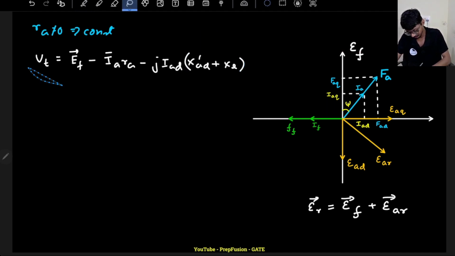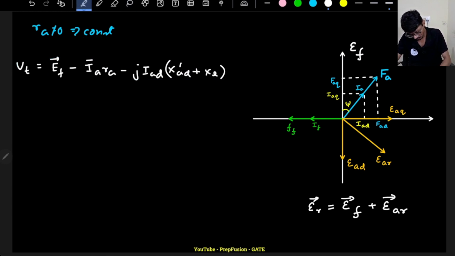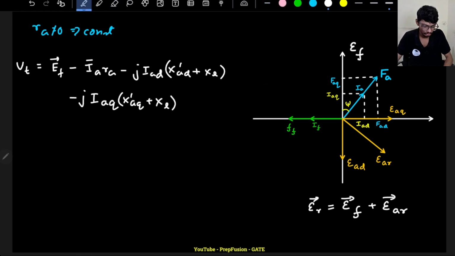Minus J IAQ into XAQ dash plus XL. Okay, so yeah, this will be basically my Vt.